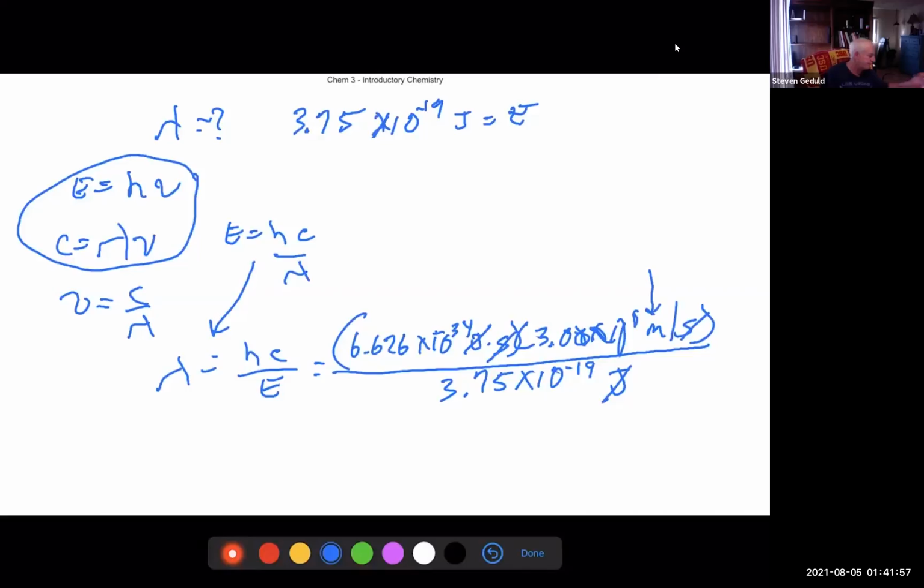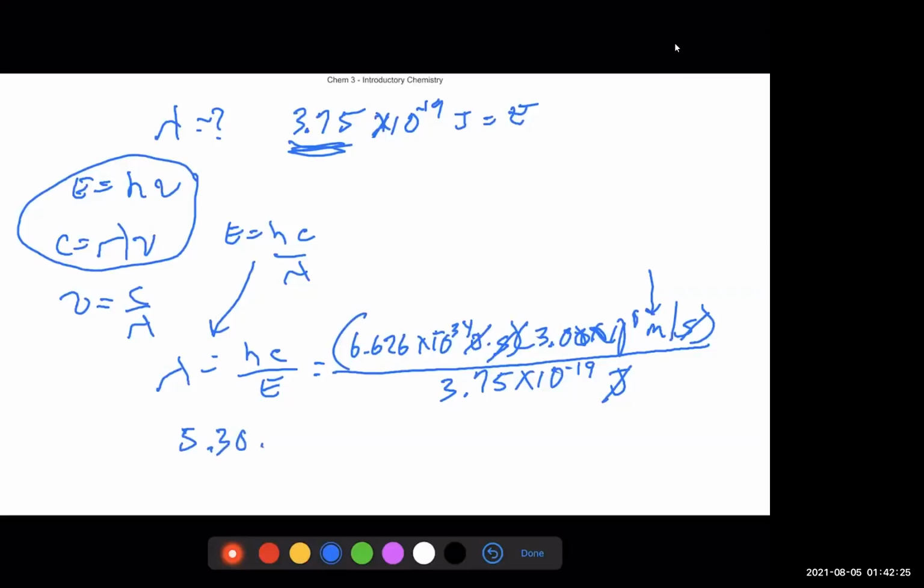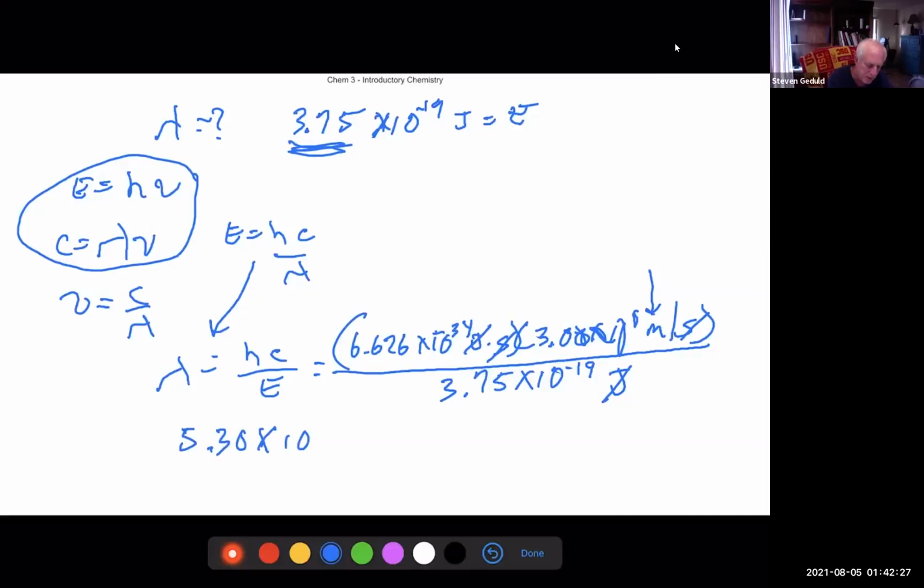So let's do the math. You have 6.626 times 3 divided by 3.75 equals 5.3008. You're good to 3 significant digits, our measured value there. So 5.30, and it's going to be times 10 to the, we got 10 to the minus 34, we got 10 to the 8, and we got 10 to the 19.